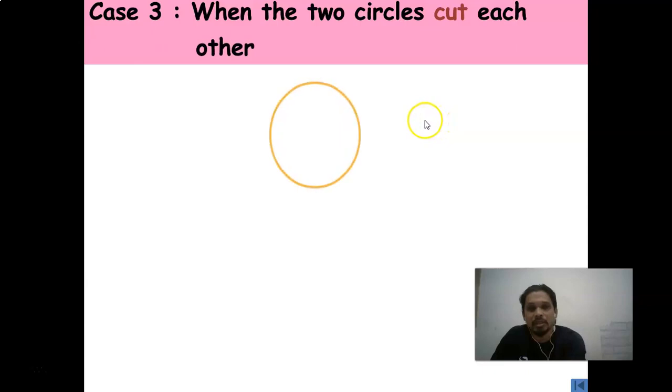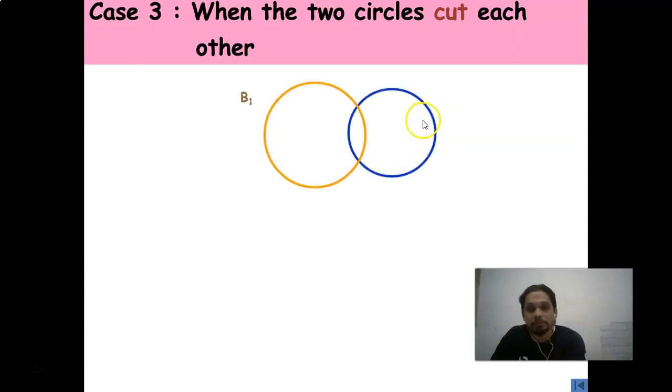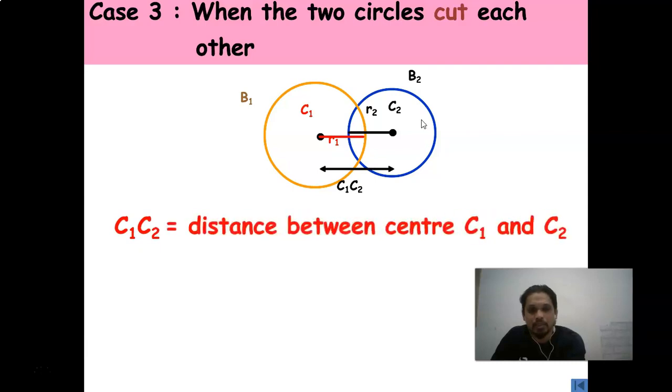So when the two circles cut each other, then C1 and C2, okay, the distance between C1 and C2, equal to the distance between center 1 and center 2, might be less than R1 plus R2. Okay, with a few examples and a few exercises, you can see the idea of all this.